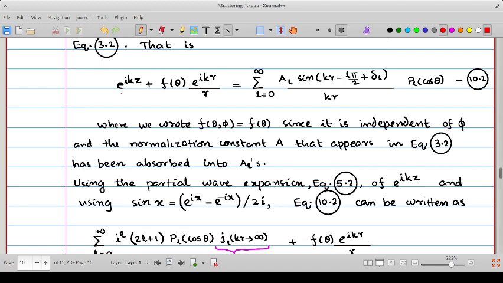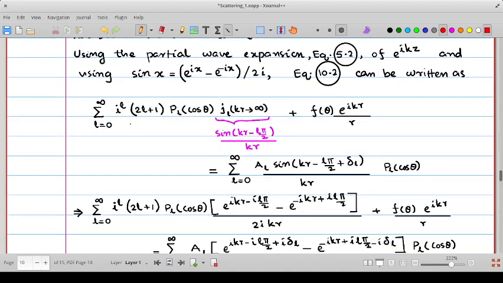Now we can use the partial wave expansion of e to the power i k z and then write the factors of sin x wherever it appears as e to the power i x minus e to the power minus i x by 2i. This equation can be expanded as follows. So e to the power i k z has the partial wave expansion given by this. Now, since this corresponds to r tends to infinity, the asymptotic solution, we should replace j L by its asymptotic form as r tends to infinity, which is given by sin of (k r minus L pi by 2) by k r.